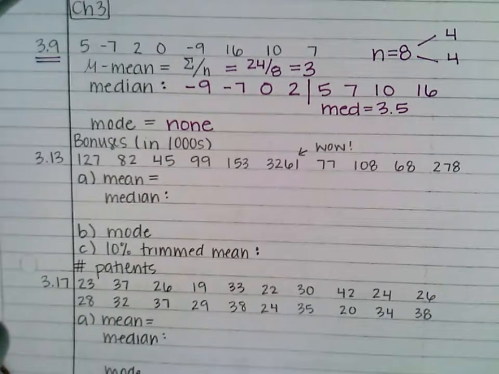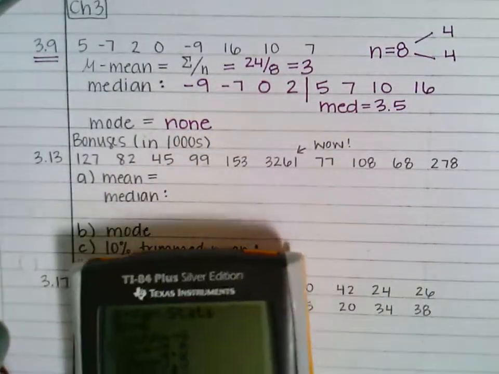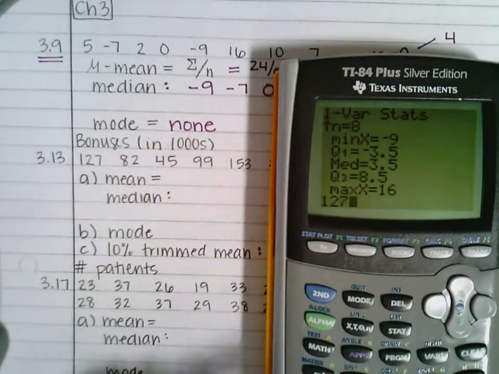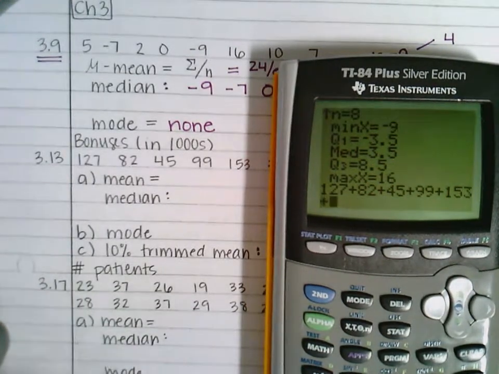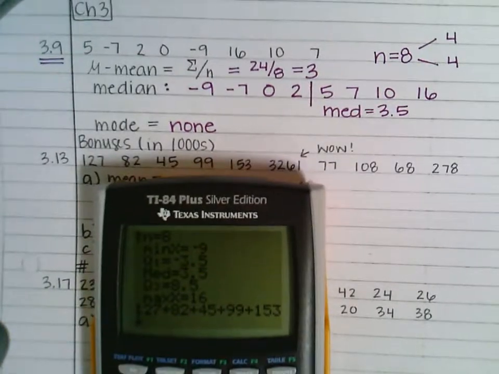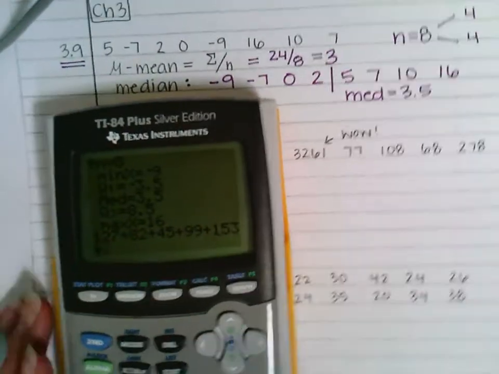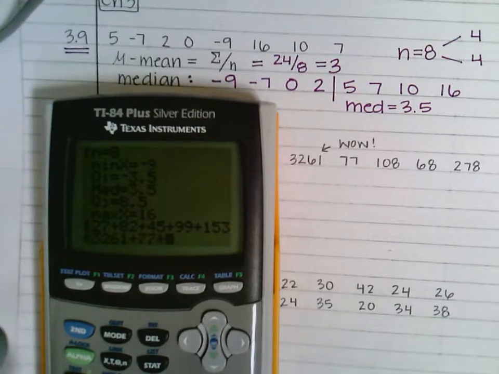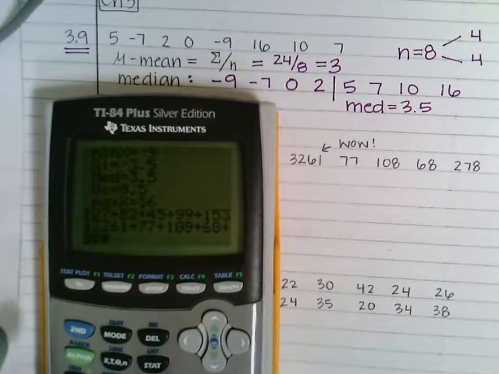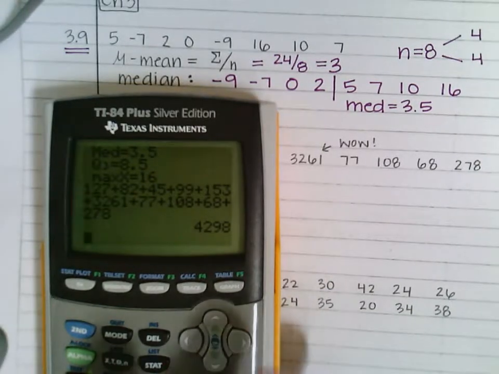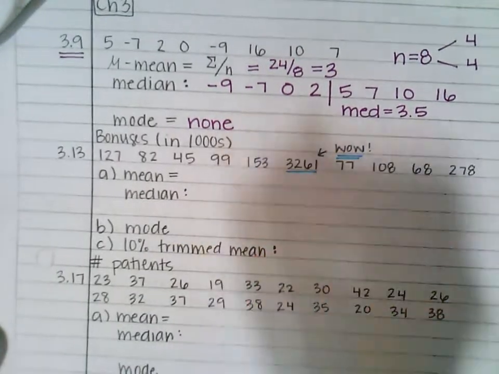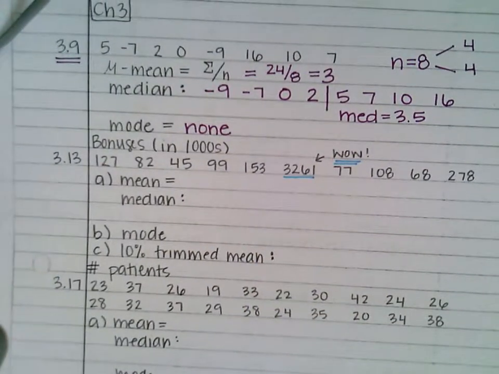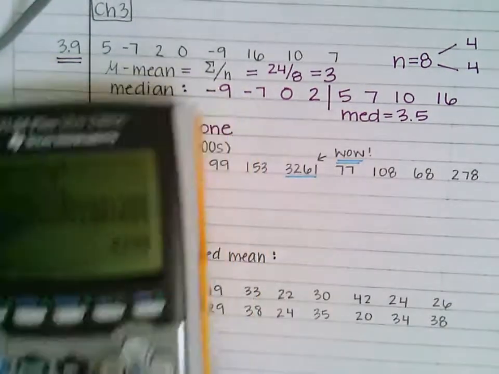So again, for the mean here, let's show our work. We're going to add these all up: 127, 82, 45, 99, 153, 32, 61, 77, 108, 68, and 278. Now this data here is bonuses, and they're in thousands. That's why I was like, wow, because this would be like $3 million, because it's 3,261 thousand. So that's pretty amazing. That person made that much money.